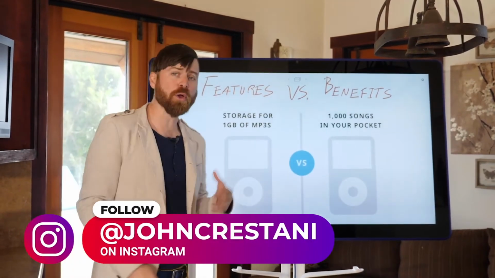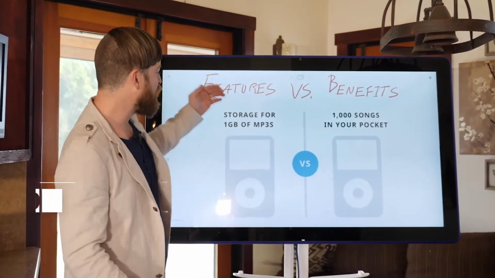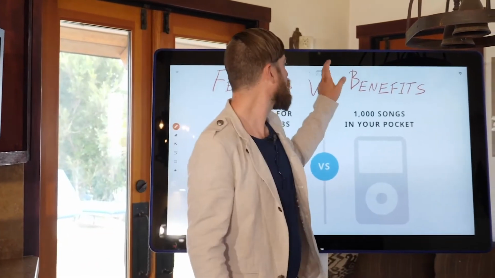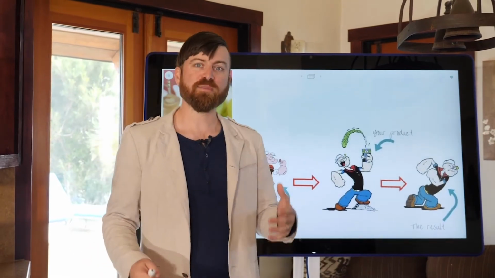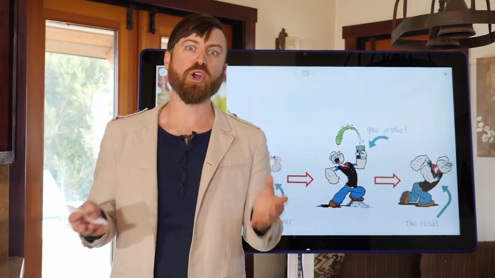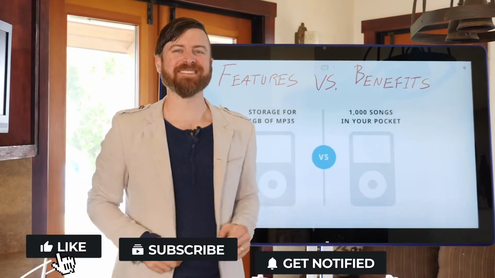And in this lesson, I'm going to be going over the difference between features and benefits. So I'll be using the iPod as a classic example, and I'll also be going through a couple different examples to really illustrate to you the differences between features and benefits so you can figure out which is going to be better for your marketing and how specifically to use them. Let's get it. Ooh, this is exciting.